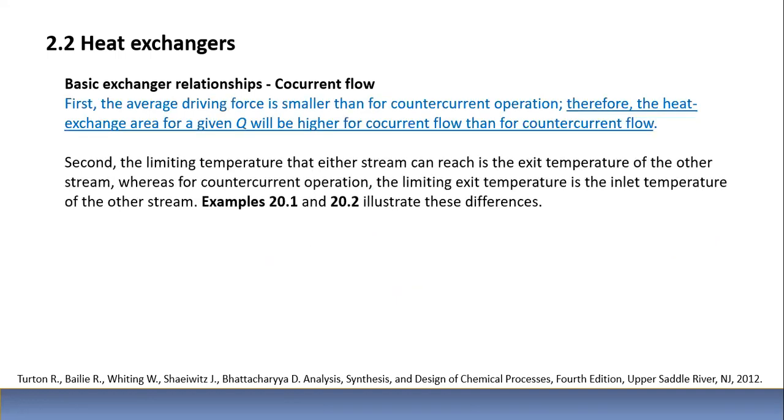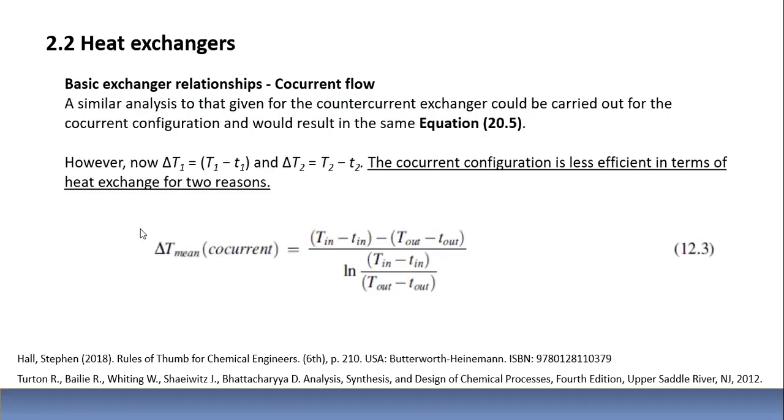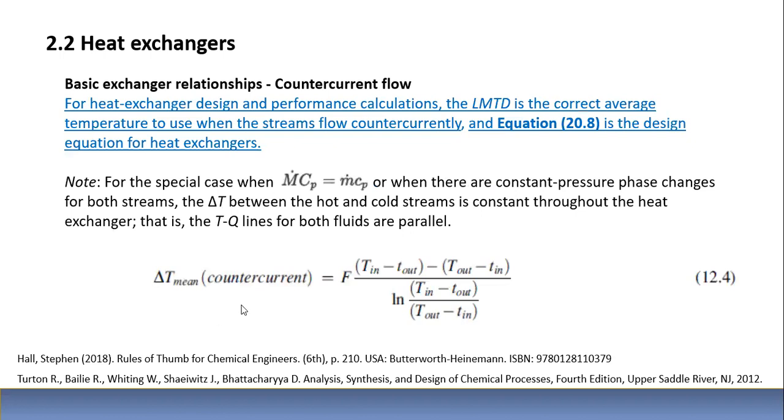The average driving force is smaller than for countercurrent operation. Therefore, the heat exchange area for a given duty will be higher for concurrent flow than for countercurrent flow. That's important to remember. The average driving force, which is this delta T, with this formula, will end up being smaller than this delta T in the countercurrent configuration.